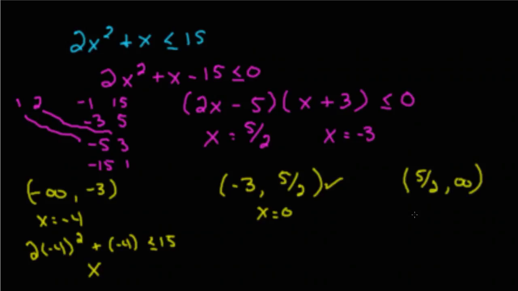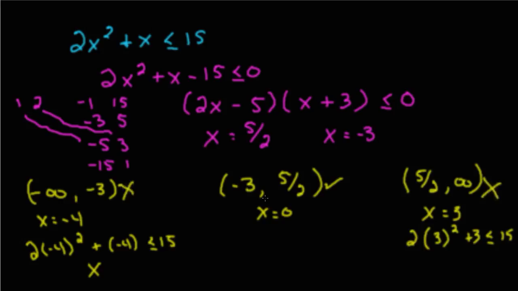And then we'll look at the region 5 halves to infinity. We'll say x equals 3, because 3 is 6 halves, so that's more than 5 halves. 2 times 3 squared plus 3, is that less than or equal to 15? Well, 3 squared is 9. 9 times 2 is 18. 18 plus 3 is 21. So no, that interval is also not true.